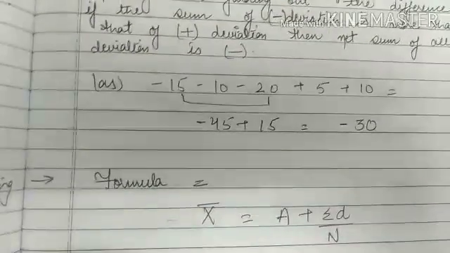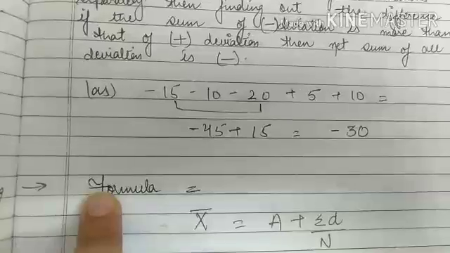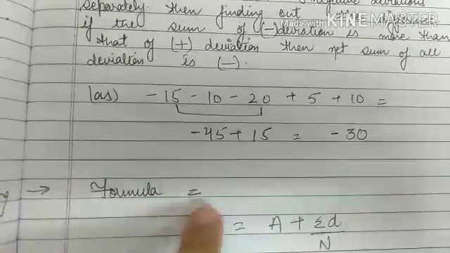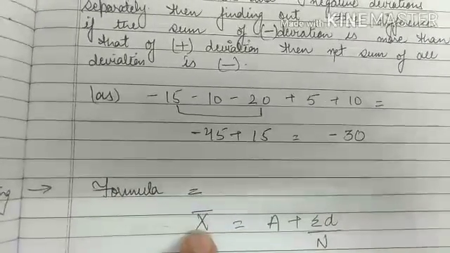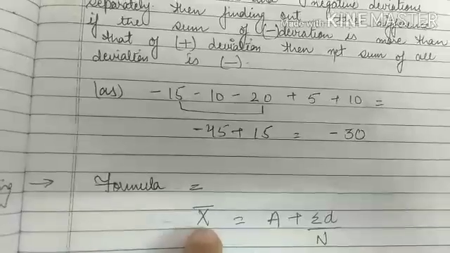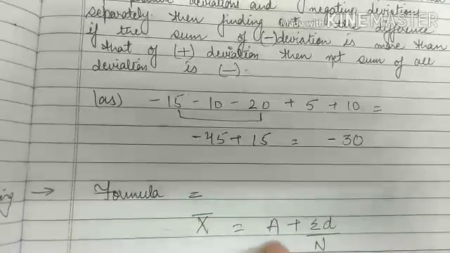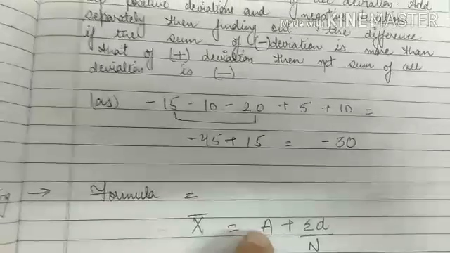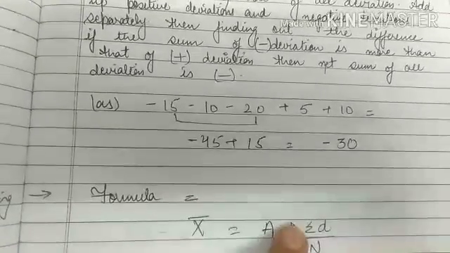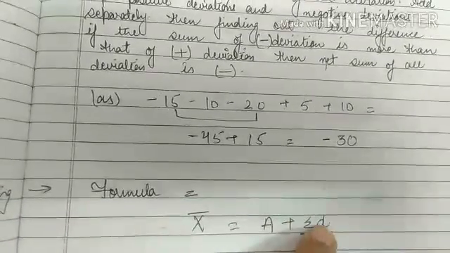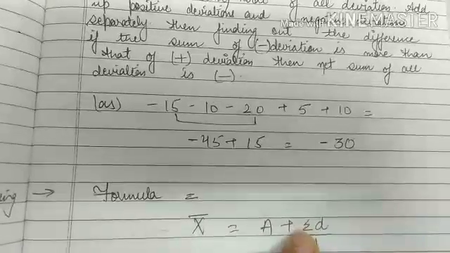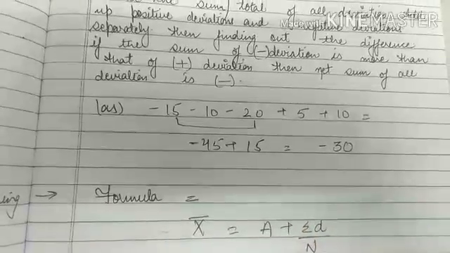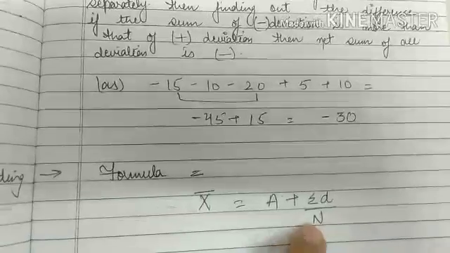The formula for the shortcut method is X bar, that is the mean, denoted with X bar, equal to A plus sigma D over N. A is our assumed average, plus sigma D, where D is the deviation and sigma D is the sum of deviations, over N, the number of observations.